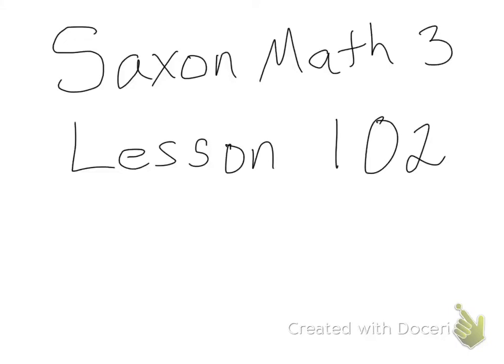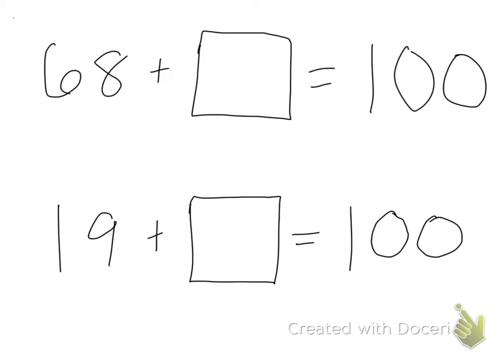All right, today's lesson is lesson 102, making change from $1. So yesterday you learned how to find a missing addend for the sum of 100. Okay, let's practice really quick. We have 68 plus something equals 100.